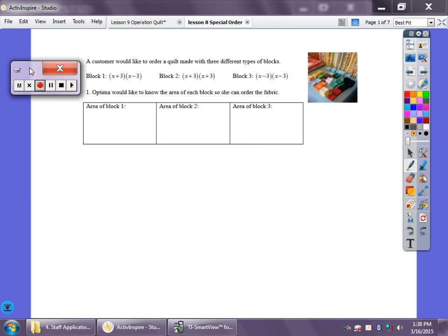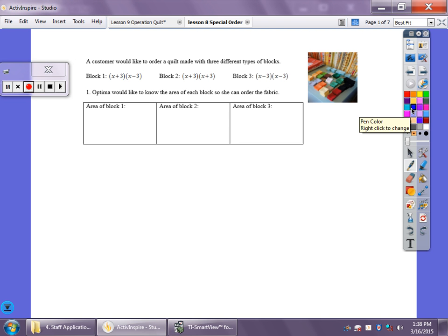Okay, this is the video for Lesson 8 Special Order. In this video, we're going to look at the patterns of different types of multiplication. Right now, we're focusing on double distribution, and we're going to look at some shortcuts in a moment.